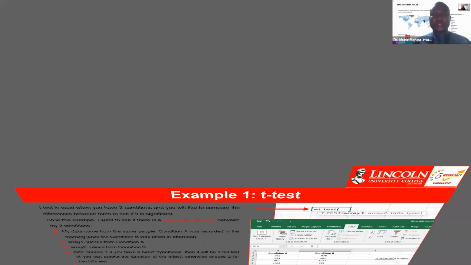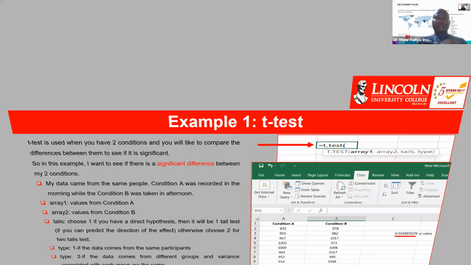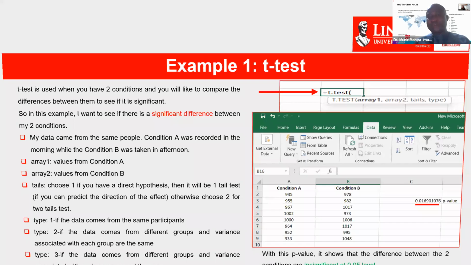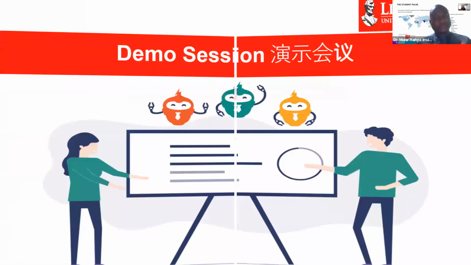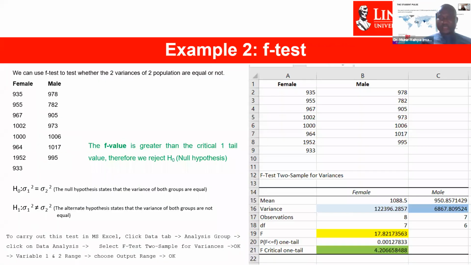So let's move to the next test. For F test, if you want to perform F test, it's a bit different from T test. We can use F test to test whether the two variances of two populations are equal or not. Now, if your selection is from different populations, how do you check whether the variances are equal or not?